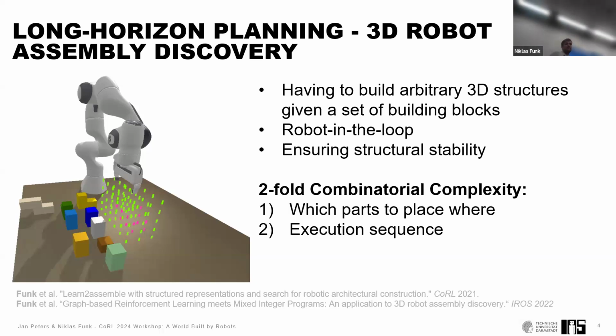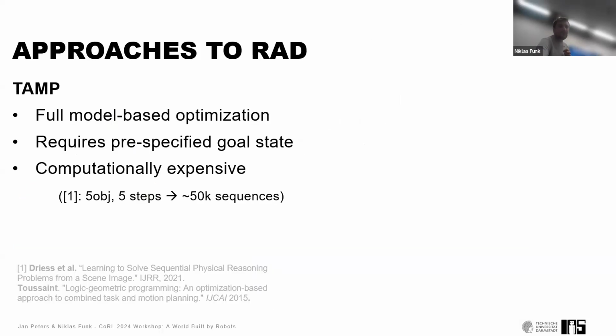The special difficulty of this process is that we have a twofold combinatorial complexity. On the one hand, we need to figure out where should each block go to, because we don't know how the finished assembly with all of the parts should look like. And on the other hand, we also have to come up with a feasible sequence of execution.